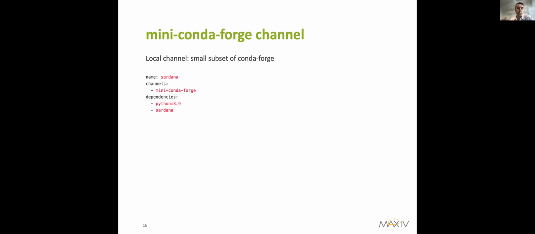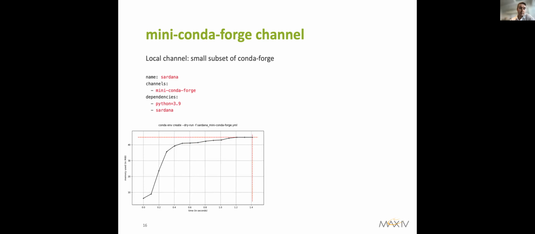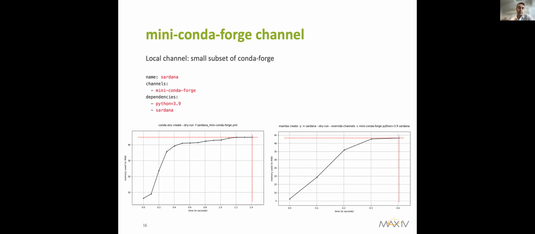So what we did as well is to create a mini Conda Forge channel, which is just a local channel with just a subset of the Conda Forge package that we are interested in, because we really don't need the whole Conda Forge channel. And with this channel, you see that solving the same environment takes just a bit more than 1 second with Conda and less than 50 meg of RAM. So there's a really big boost of performances. Really, Conda performance really depend on the size of your channel. And with Mamba, it's of course even faster, but the difference in this case is not that important.